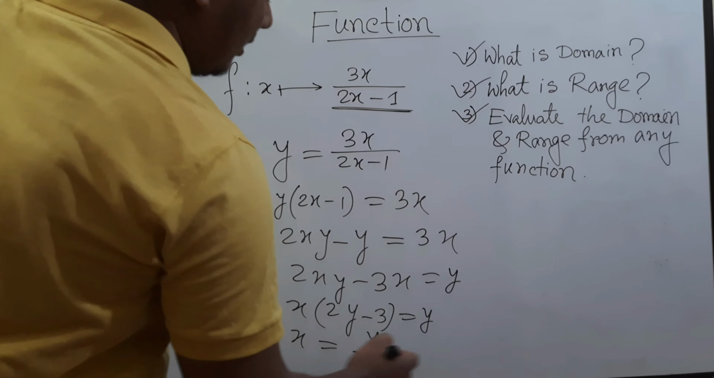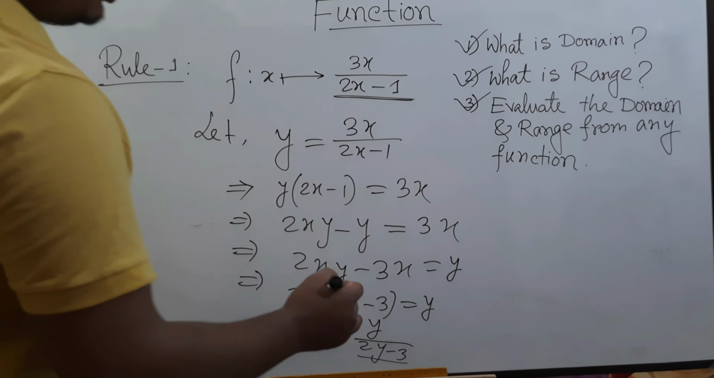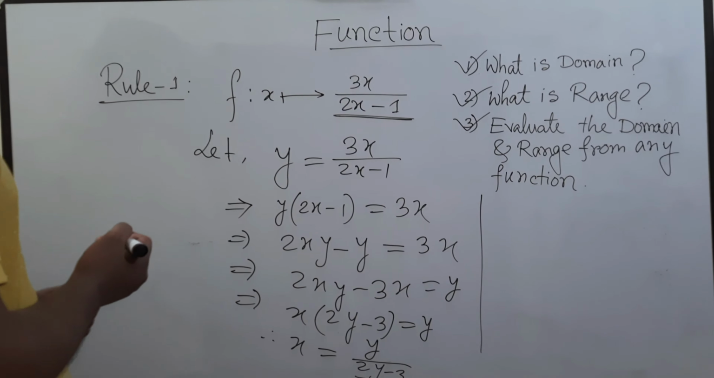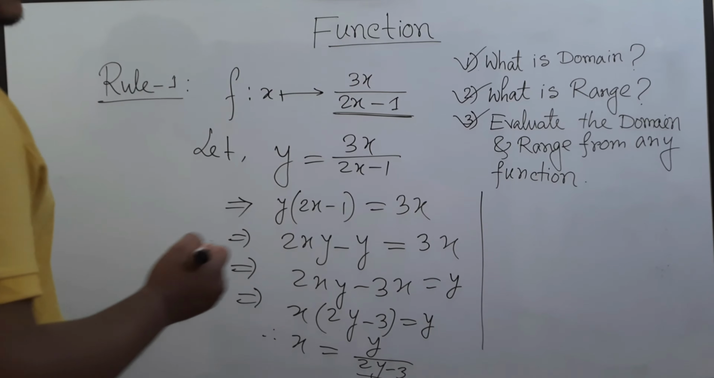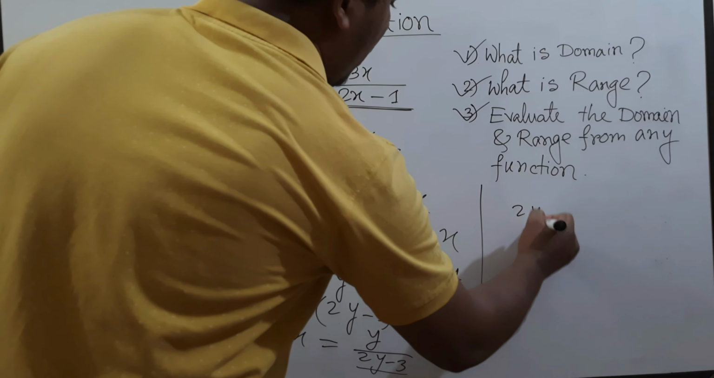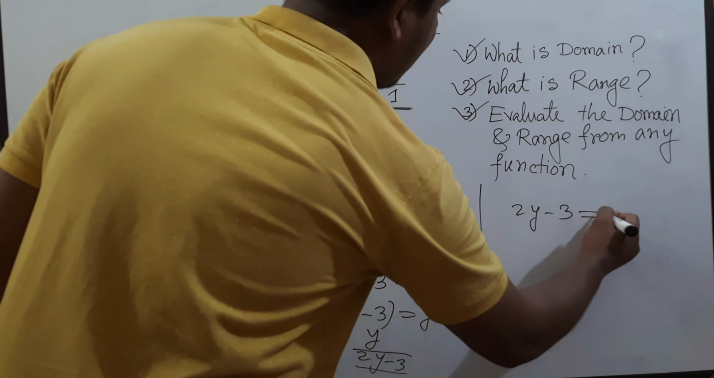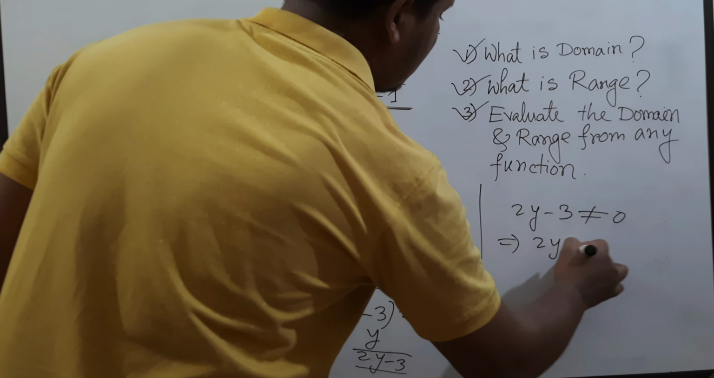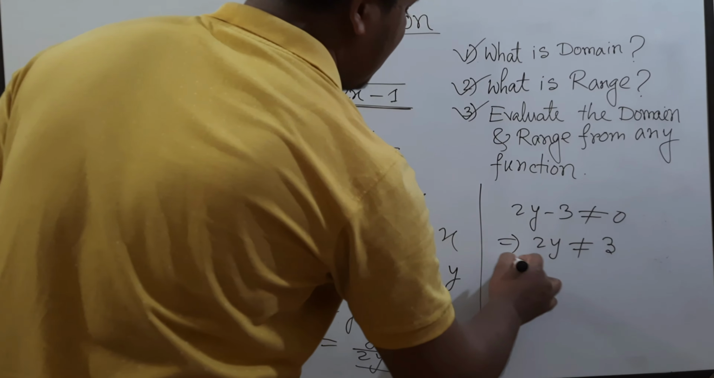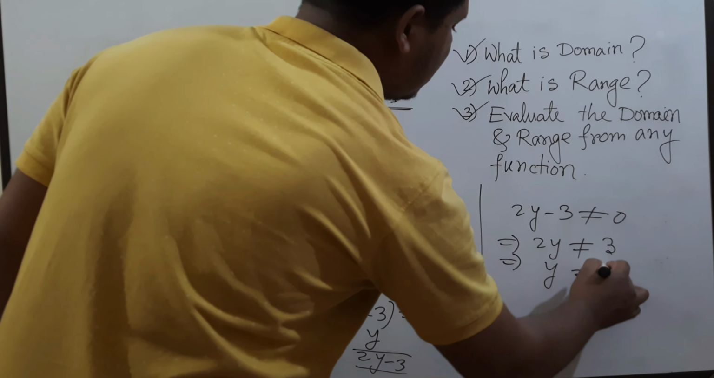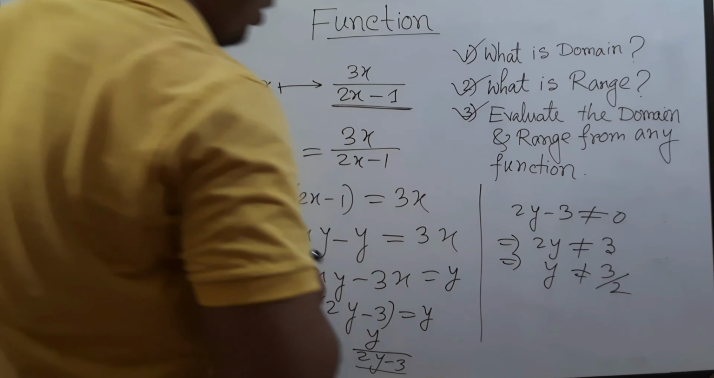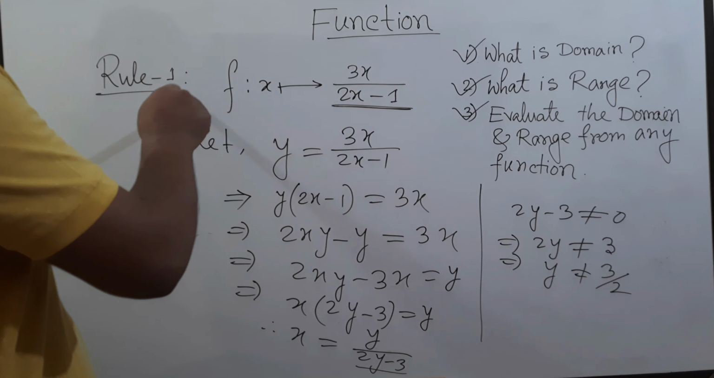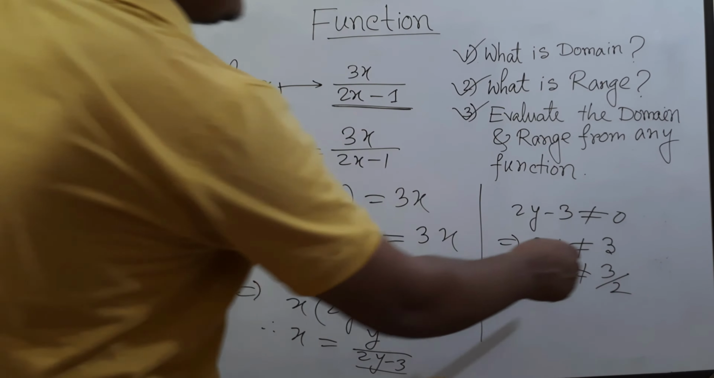So look at here, the denominator is 2y negative 3. So same thing for range. We know that the denominator cannot be 0. So 2y negative 3 cannot be 0. So if we calculate, 2y cannot be 3, that means y cannot be 3 over 2. So for any value of x, we cannot find the value of the function as 3 by 2.